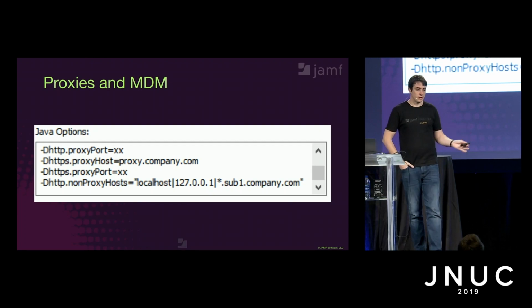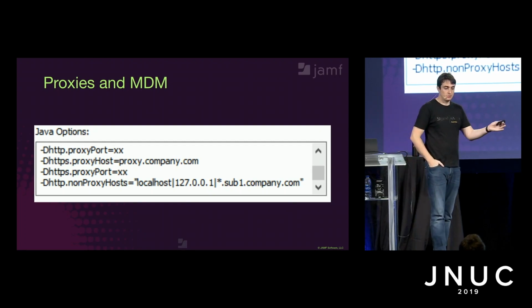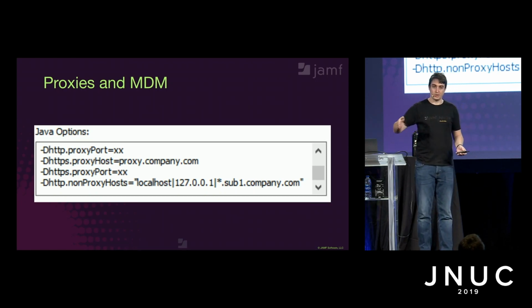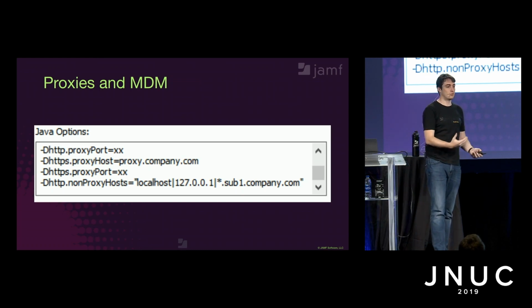All right, we've got our proxy port for HTTP, HTTPS, and we've got HTTP non-proxy hosts. And you can say, okay, just that pipe is to separate the different destinations that we're going to bypass, like our bypass window when we're setting it manually on macOS.